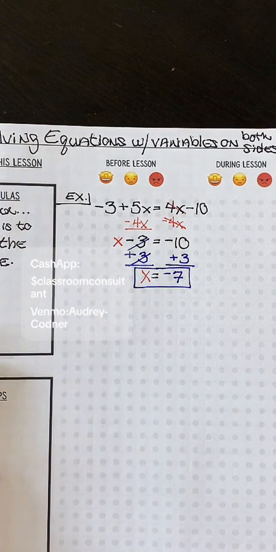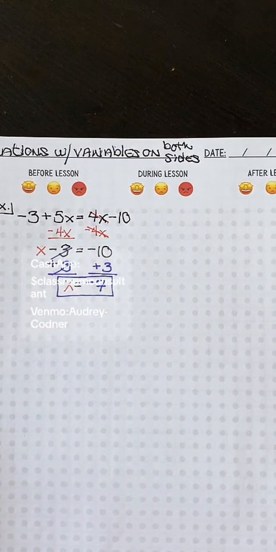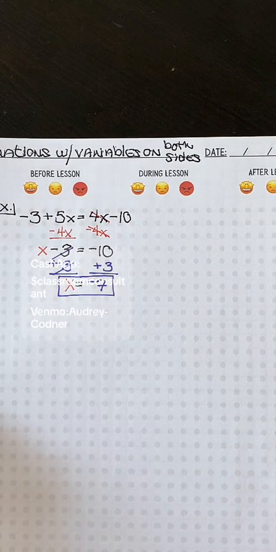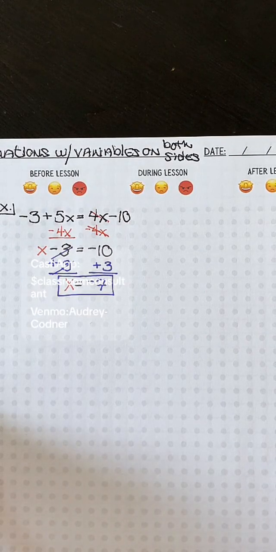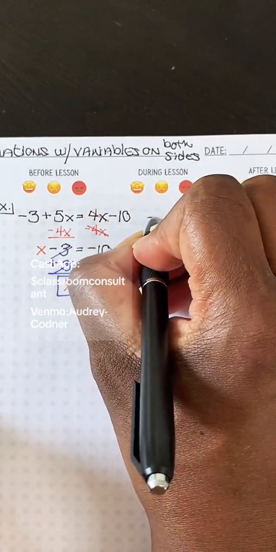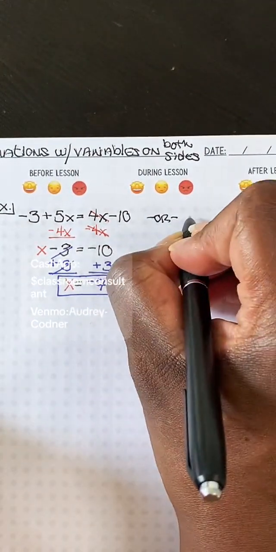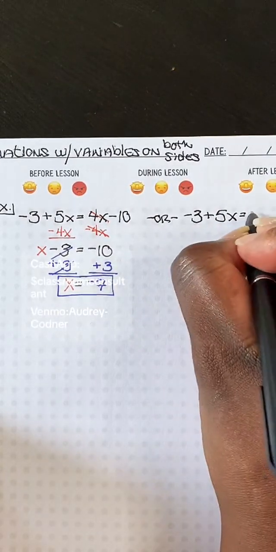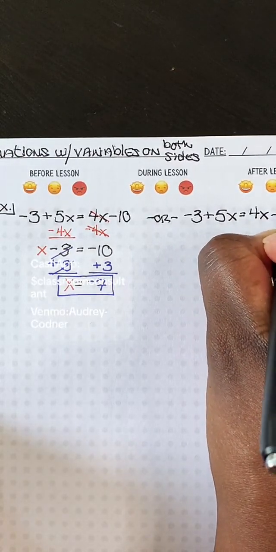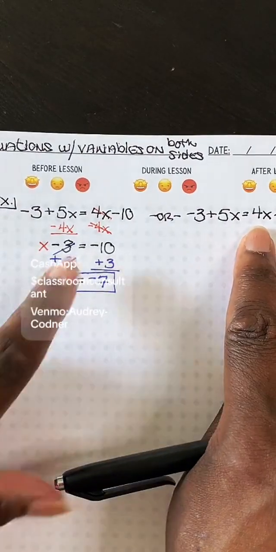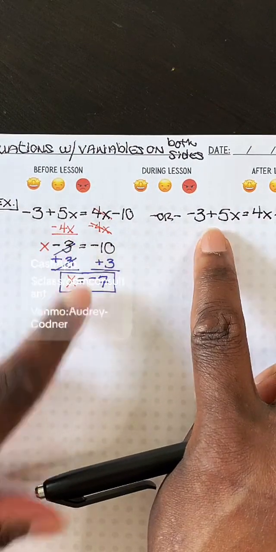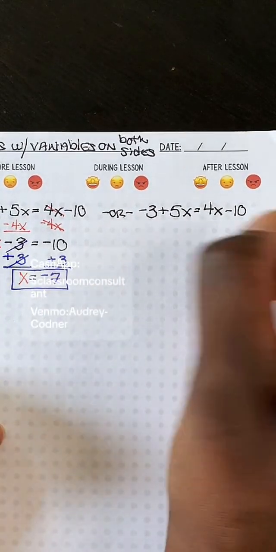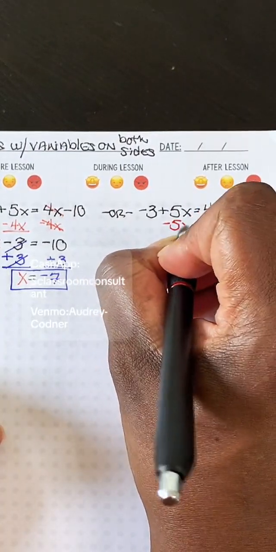All right. So, as I said, it really doesn't matter which way you put the variable as long as you make that proper decision, okay? So let's say that we have the same equation. So I'm going to write the word or, and I have the same equation. So negative 3 plus 5x is equal to 4x minus 10. And last time we subtracted the 4x because we wanted to move our x's on the left-hand side of the equal sign. But now, let's be daring and let's subtract the 5x.